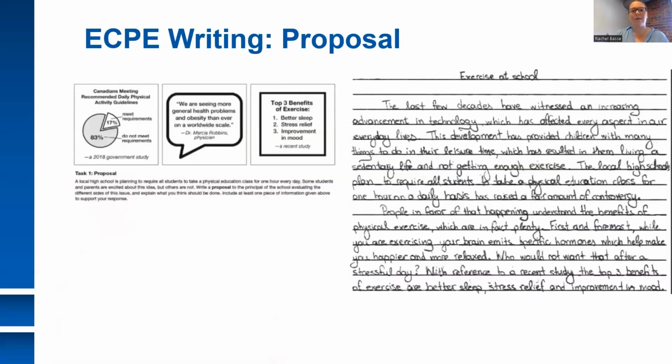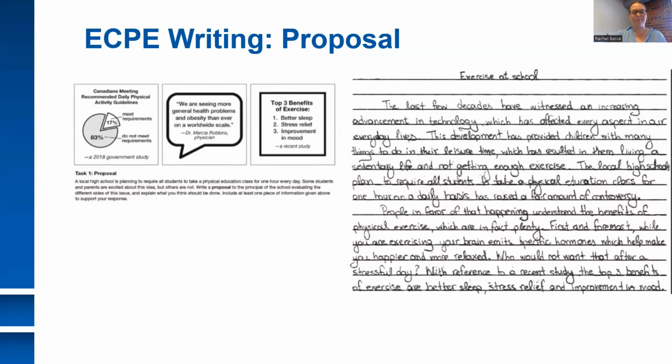Okay, so this proposal is about exercise at school. A local high school is planning to require all students to take a physical education class for 1 hour every day. Some students and parents are excited about this idea, but others are not. Write a proposal to the principal of the school evaluating the different sides of this issue and explain what you think should be done. Include one piece of information given above to support your response.